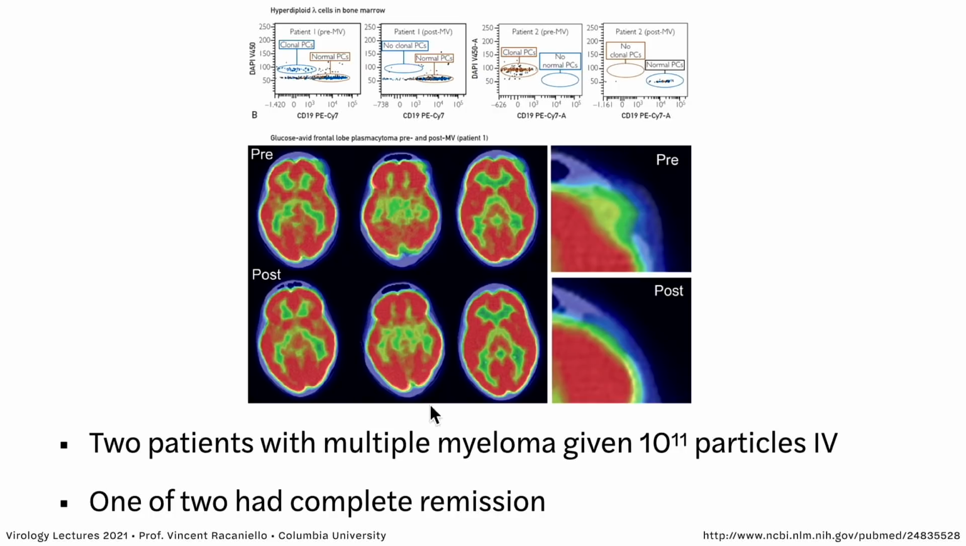So they infused them with 10 to the 11 particles intravenously. And you can see patient 1 post-measles, no clonal PCs. The same with patient 2. And this one patient, the lump on her head went away. Look at that. This is a pre and post brain skull scan, basically. And you can see it here, 3 different views, and it's gone. So this looked good. One of the 2 had complete remission, and in the other, the cancer returned, unfortunately.